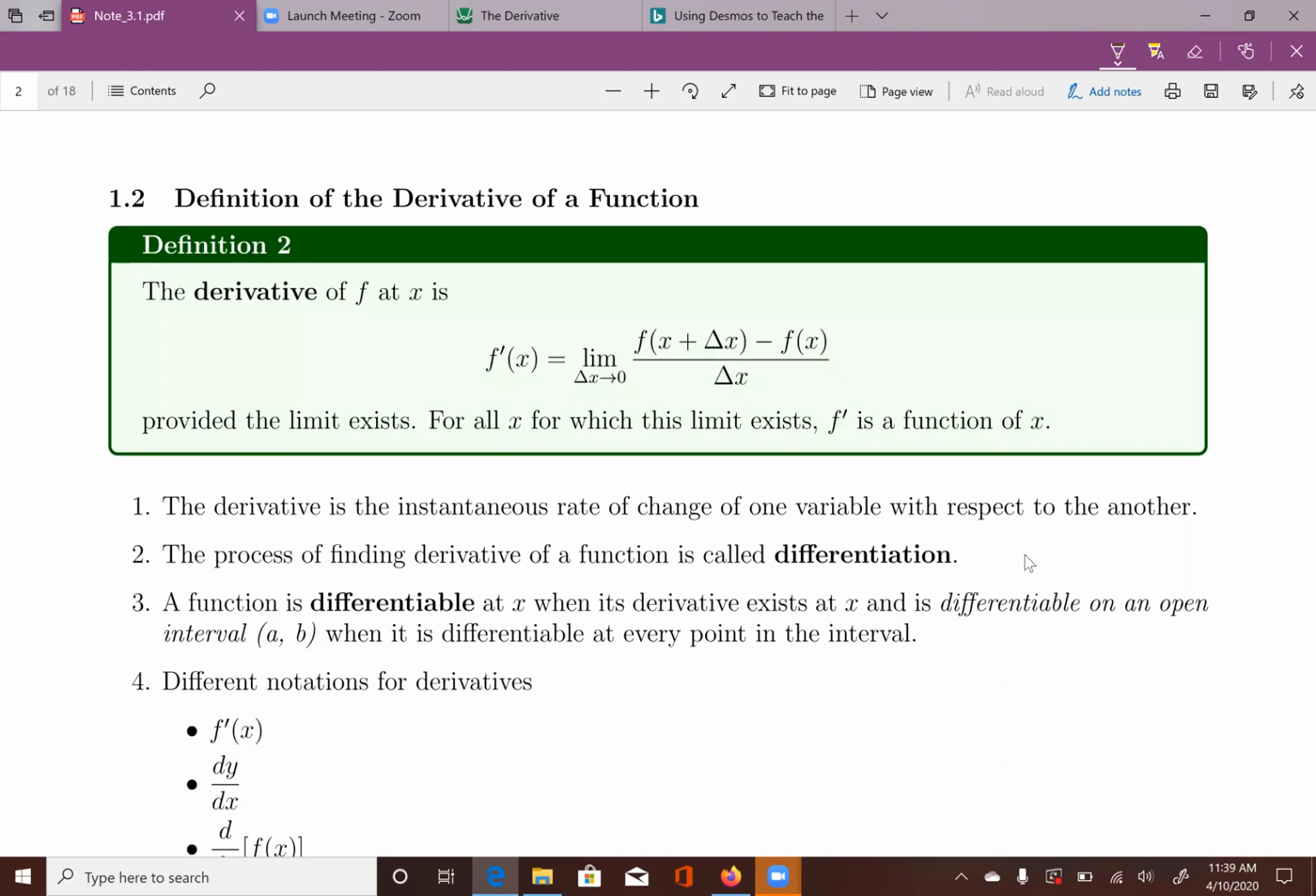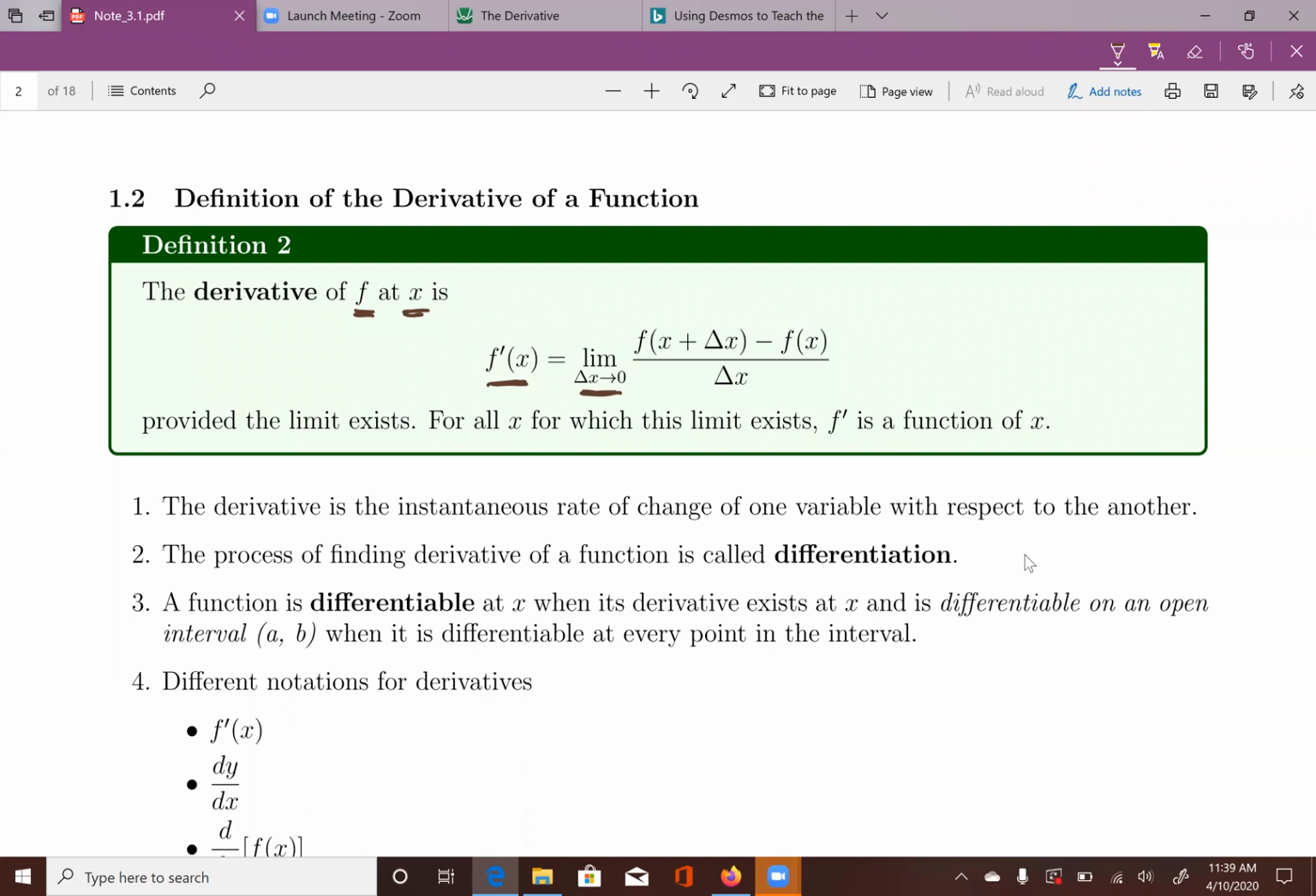So what is the definition of the derivative of the function? It's very similar to how we define the slope of the tangent line at a given point. So the derivative of the function f at x is denoted by f prime of x equals the limit as delta x goes to 0 of f of x plus delta x minus f of x divided by delta x. And again, at this point, we have x as a variable, and delta x is the variable where we're taking the limit of, and x is the variable of the function that we're looking at.